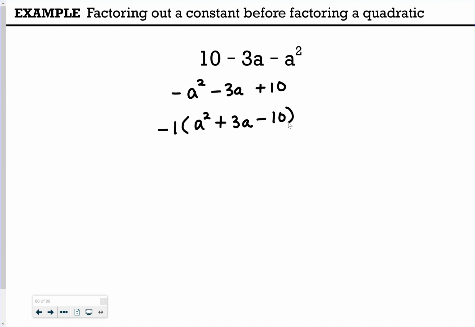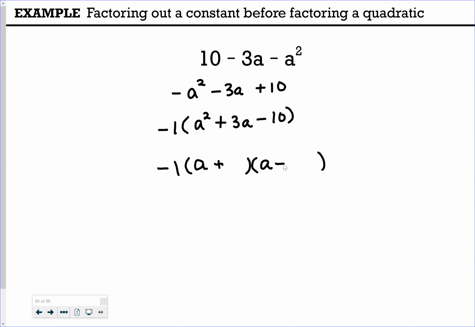So now I can see that I can factor the quadratic a squared plus 3a minus 10. So I'm going to do a -1 and then 2 sets of parentheses. A squared here tells me that I have an a in the first position of each set of parentheses. And then the minus 10 is telling me that my signs are going to be a positive and a negative.